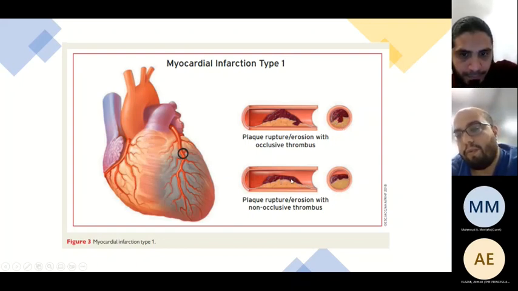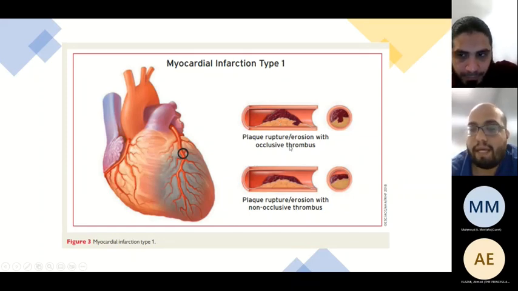and it can only be partially occluded or can be considered as a non-occlusive thrombus, for example, and this is the NSTEMIs that basically everyone is talking about. So in this type, this is why it is important to qualify this as a type 1, is to give an ACS treatment, because this is the primary pathology behind type 1.